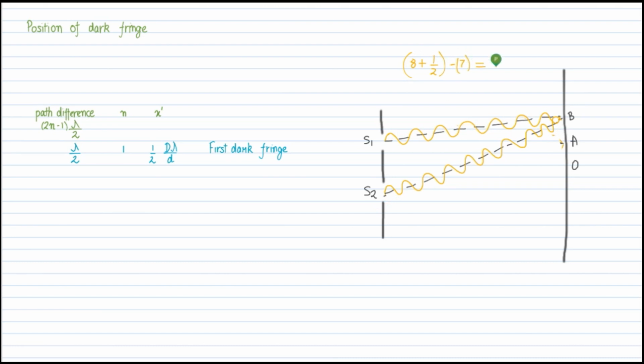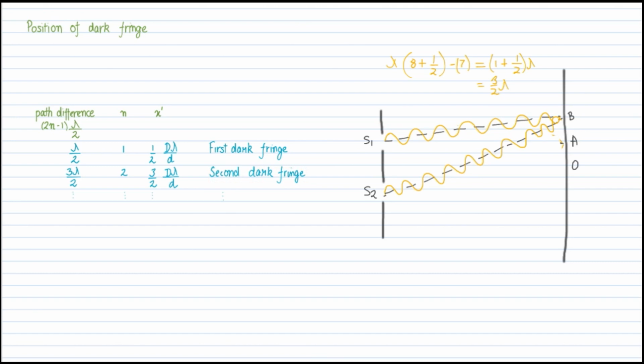1 plus half is remaining. 1 plus half is how much? 3 by 2. So how much is the path difference in this case? It is 3 by 2 lambda. So let us write the value here. For the path difference of 3 lambda by 2, the value of n is how much? 2. Substitute the 3 lambda by 2 and calculate this value. You will get n as 2. Now the position will be 3 by 2 d lambda upon small d. So at this position you will get a dark fringe.